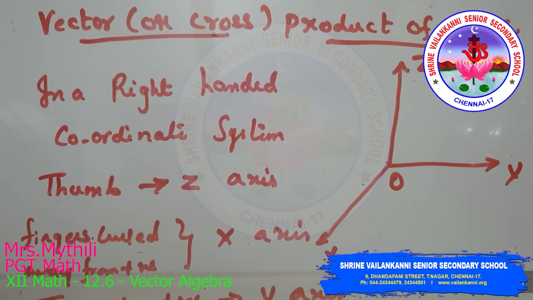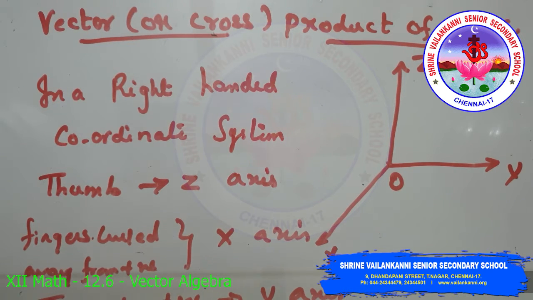Welcome children. In the previous video we have seen scalar or dot product of two vectors. So in this video we are going to see the next type of product of two vectors, which is vector or cross product of two vectors.